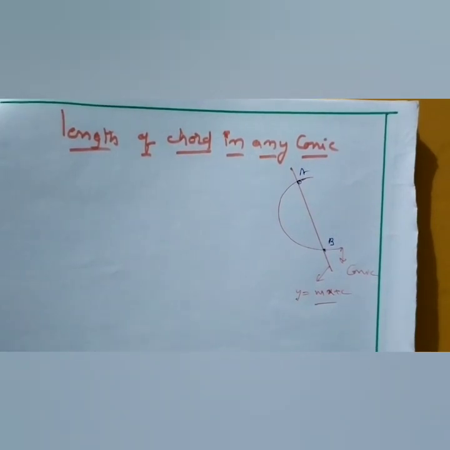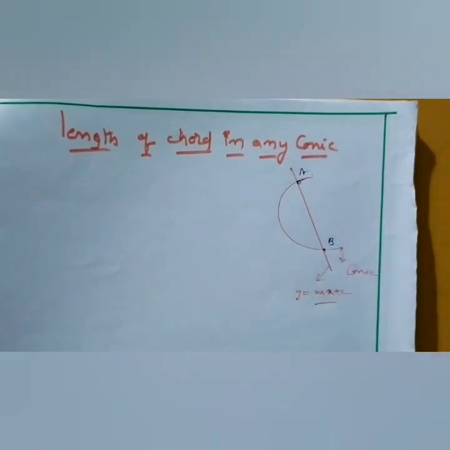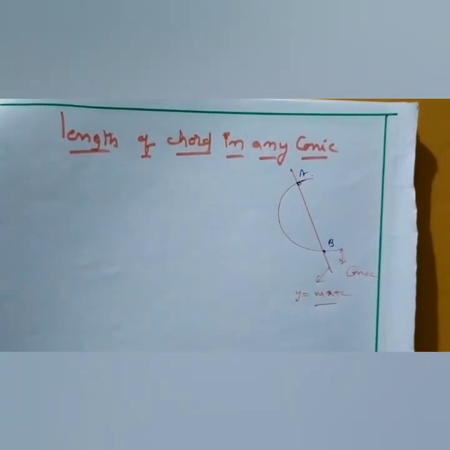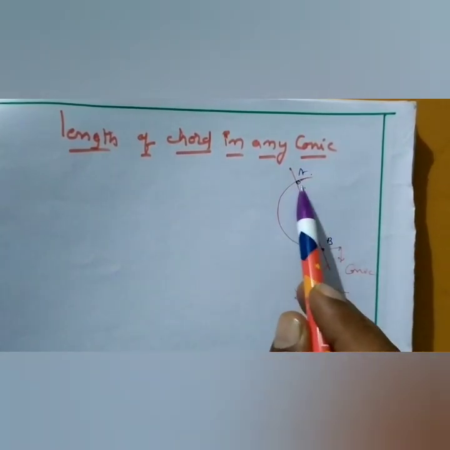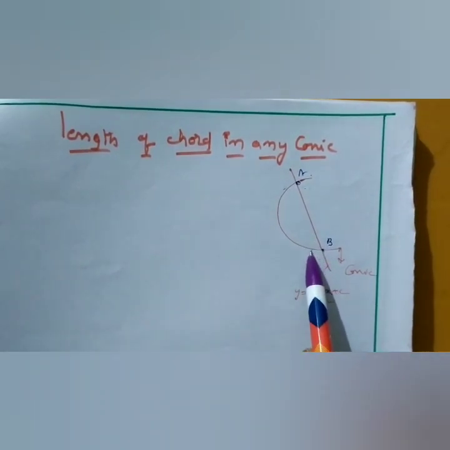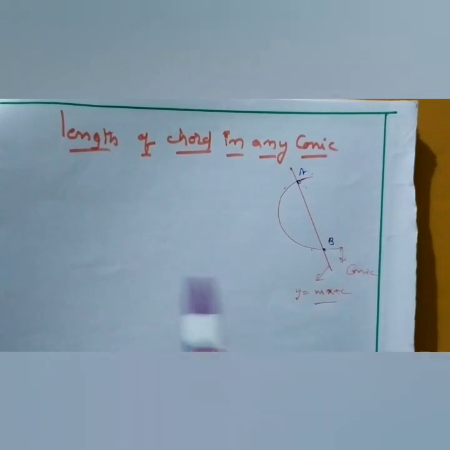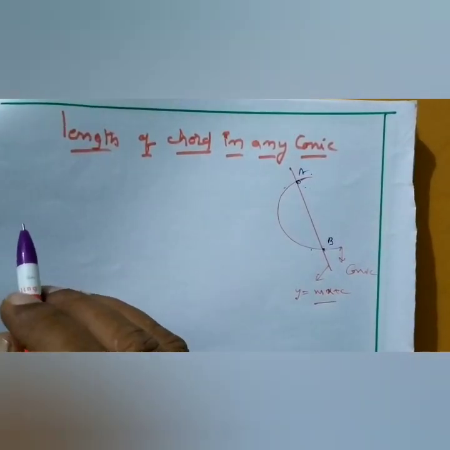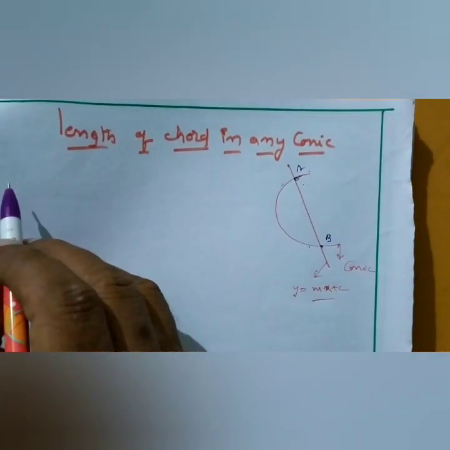Actually, length of the chord means if you have points A and B, you need to find the length of the chord using the distance formula. So for that, what should we do? Usually we solve the curve and the line, and here also by solving the curve and the line we will get a quadratic equation in terms of x or y.